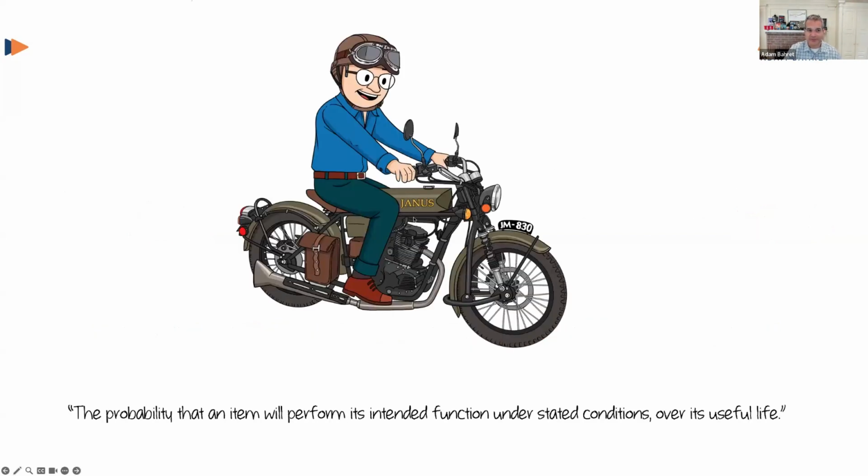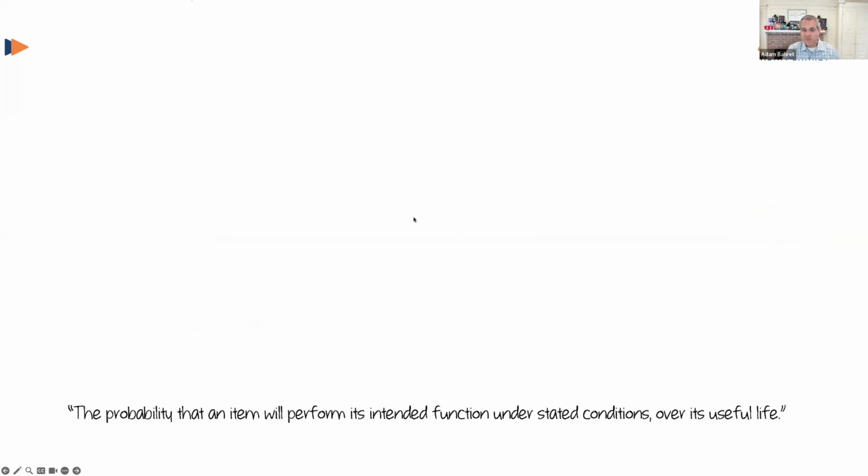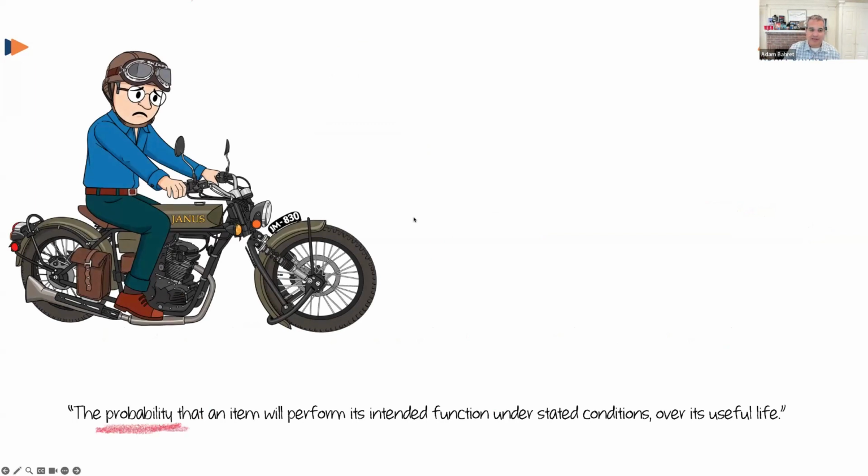So let's break them down a little bit here. If we have our product, the probability of performing its intended function is looking to address, assess, measure, set goals for when will the product break. And these are not failure modes that are guaranteed to happen for all products. These are random things that can occur during useful life and are unexpected.